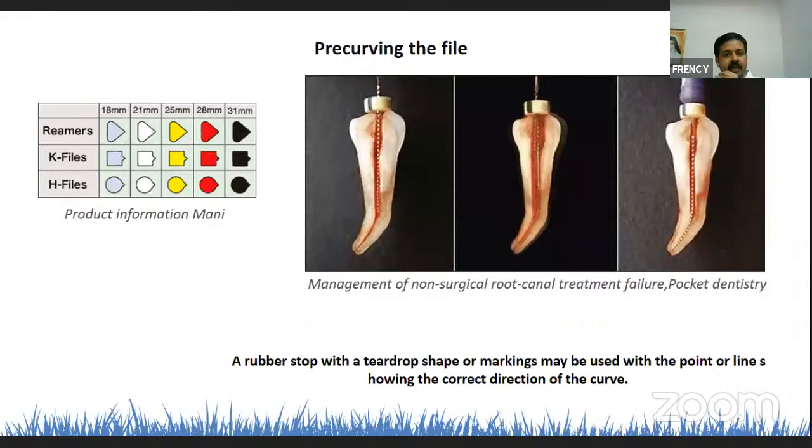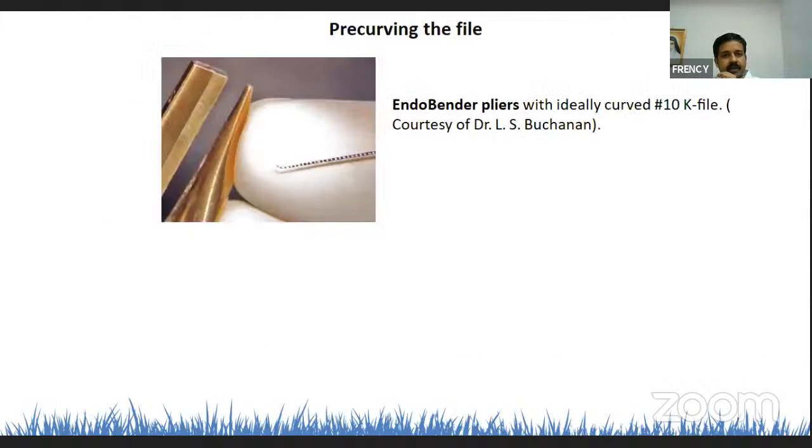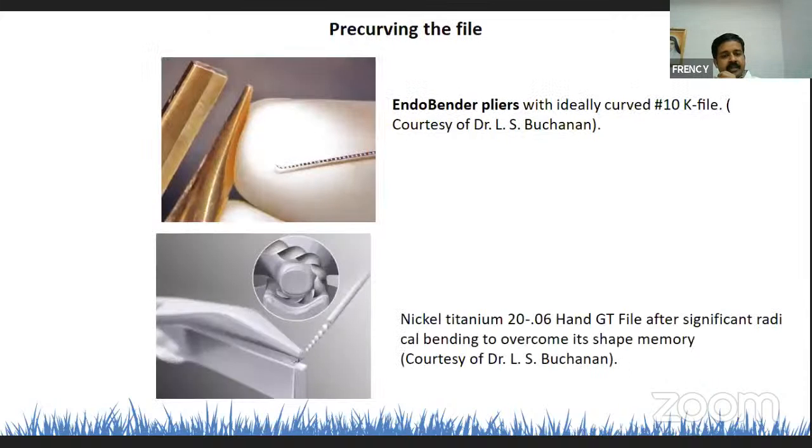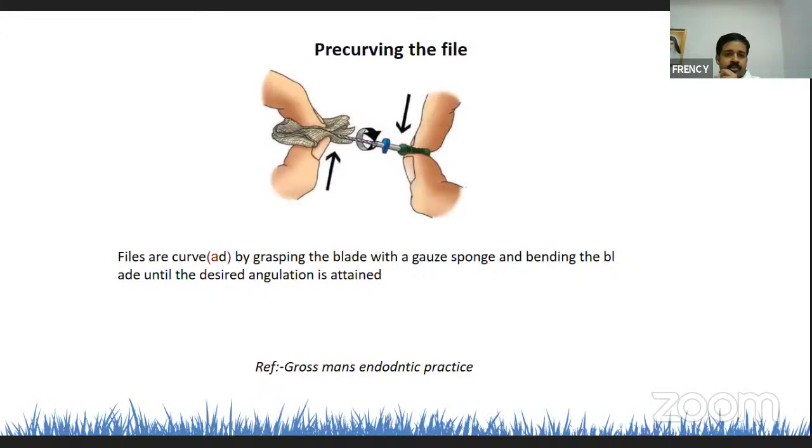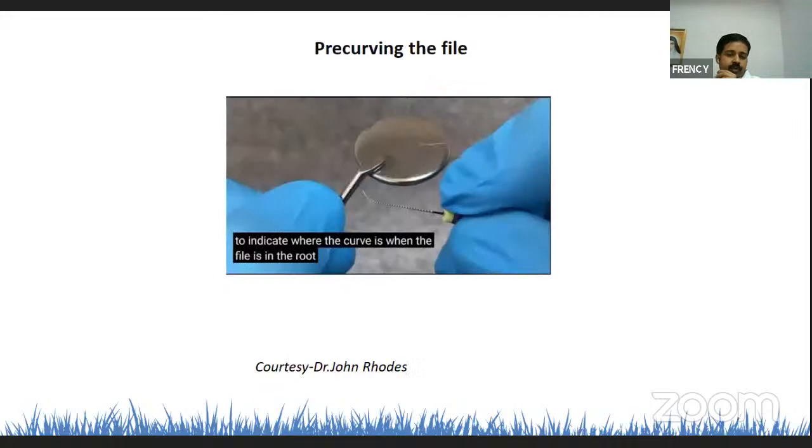And you have to adjust the rubber stopper. Pointed rubber stoppers or rubber stoppers with markings are available, so you have to adjust those markings or pointed tips in the direction of the pre-curving. Pre-curving of both stainless steel and nickel titanium files can be done with endo bender pliers, which are not easily available in India. So you can use jewelry making pliers to pre-curve the file. Also you can use hand and gauze, which is a very useful technique, and you can use the round mouth mirror handles.